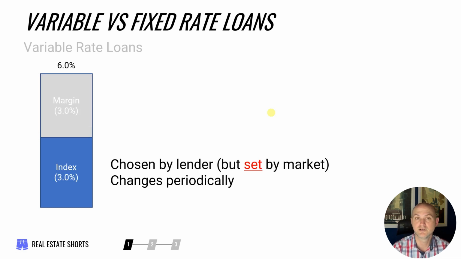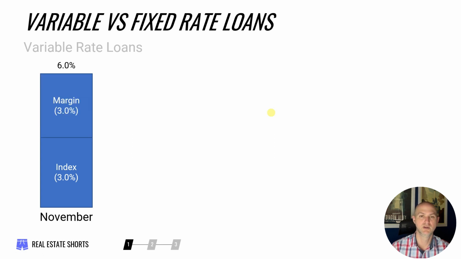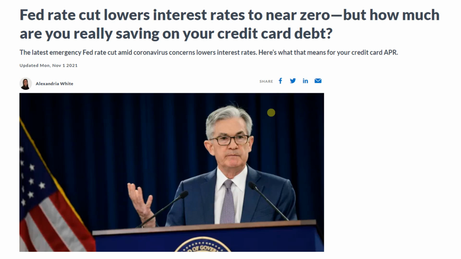And it is the underlying index, the point of reference, that changes. It may be chosen by the lender and even potentially negotiated between the lender and the borrower, but the lender doesn't pick what happens to that index from one day, month, quarter, year to the next. The market does. So if we were to take a look at this hypothetical example, let's say in November, the index is 3 and the margin is 3 for a total of 6%.